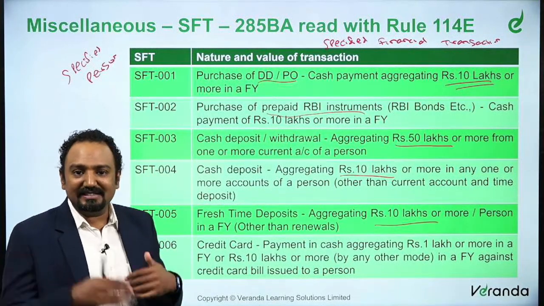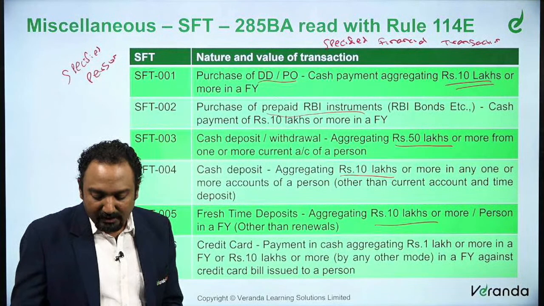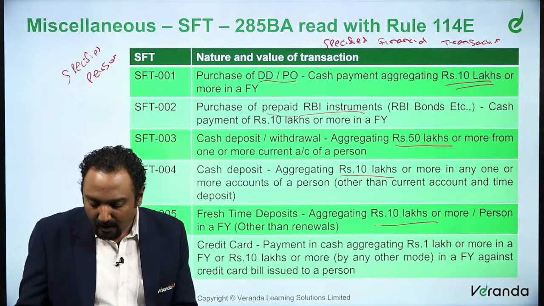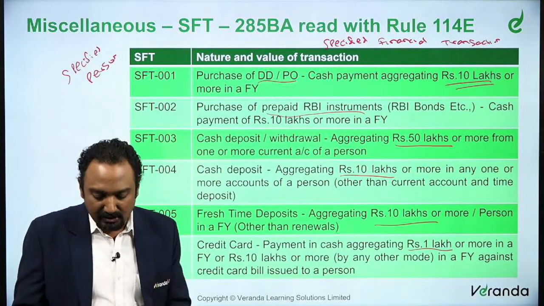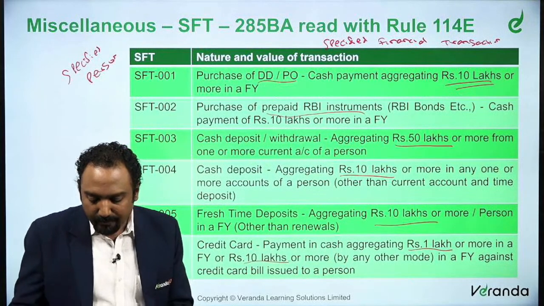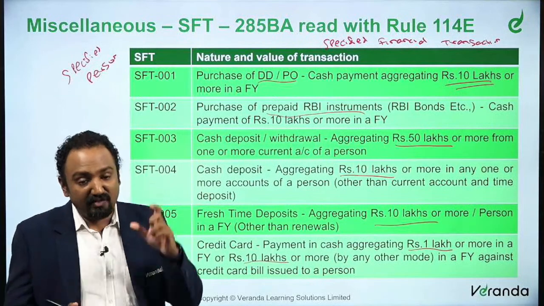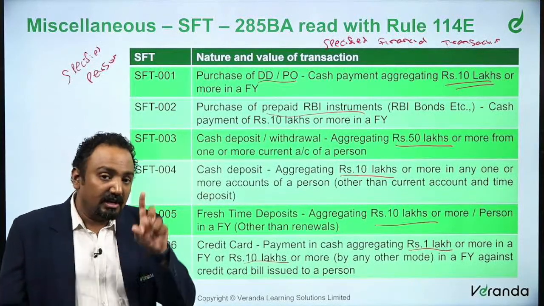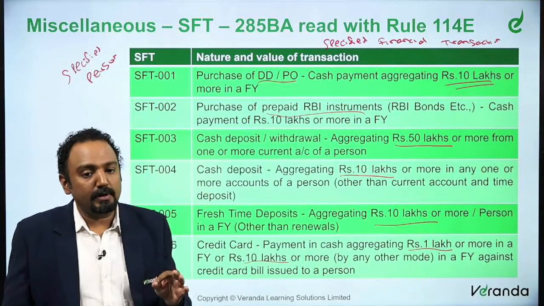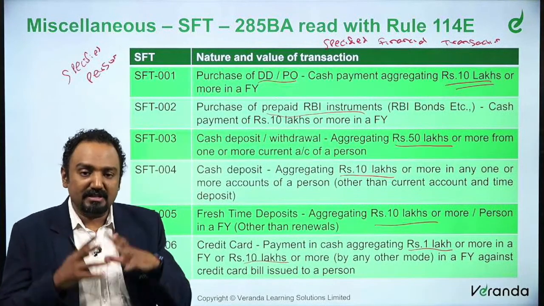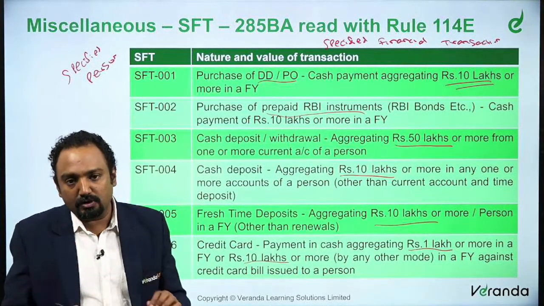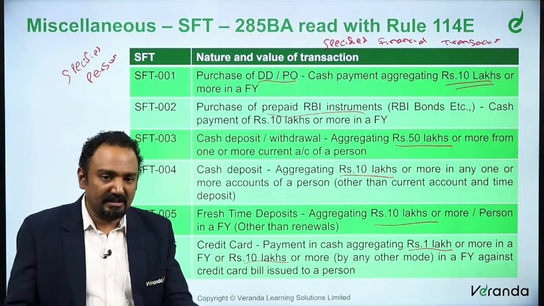And then you also have SFT 6, where it is about credit card payment aggregating 1 lakh or more in a financial year, or 10 lakhs or more in a financial year against credit card bill issued to a person. So, if the payment is in cash, if the payment is more than 1 lakh, it has to be reported. For any other mode of payments, if it is more than 10 lakhs, that has to be reported. So, these are the 6 transactions here.